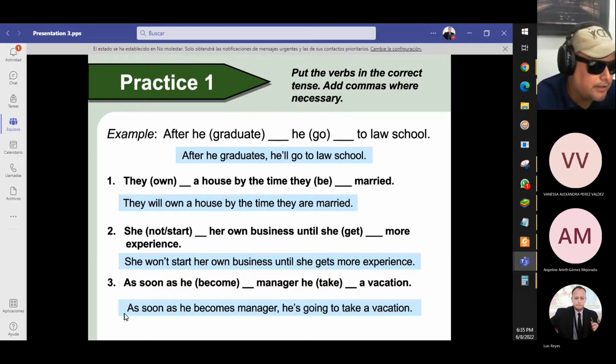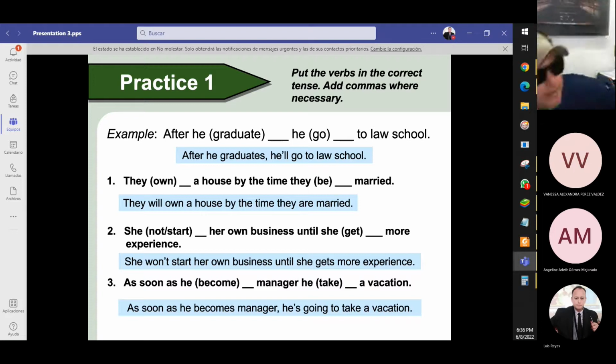Correcto. Es el marcador de tiempo. Es el time clause. Future time clause. As soon as he becomes a manager, plural, becomes manager, comma, porque viene al principio. He is going to take. Ahora vean que usó is, going to y take. El verbo se puede conjugar en el futuro de dos formas. Will take o is going to take. Eso lo aprendimos en la unidad previa. ¿Verdad? He is going to take a vacation o he will take a vacation. Cualquiera de los dos significa lo mismo, ninguno es más correcto que el otro. Simplemente aquí queremos variar. Por eso usamos is going to.